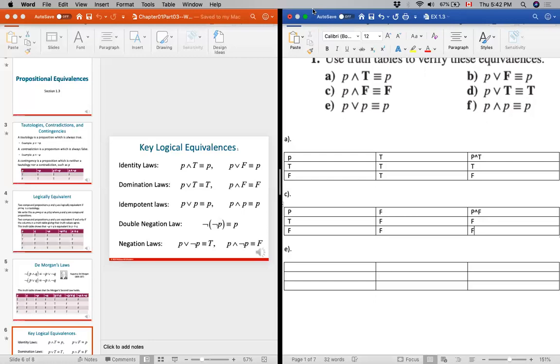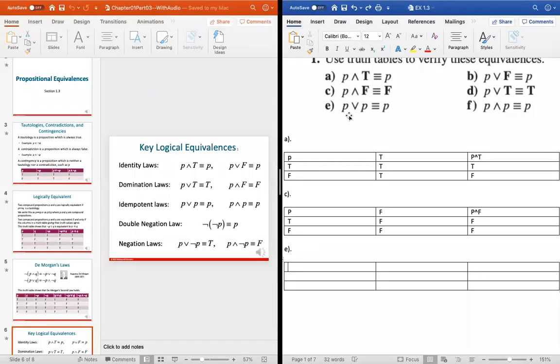Moving forward. So this is part number E. So P, we have P, and then we have P as well. So this P is coming here, and then this P is coming here. Because it's going to be the same truth value, I'm not writing it here 2 times.